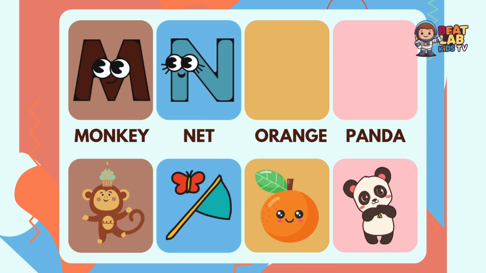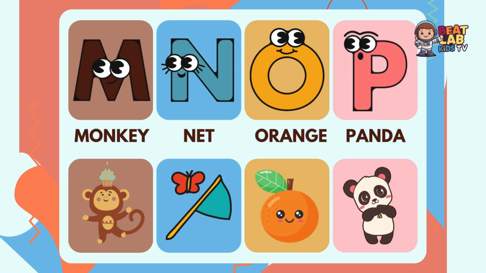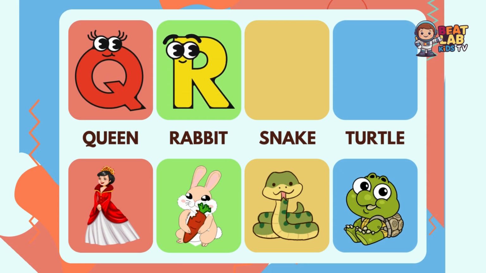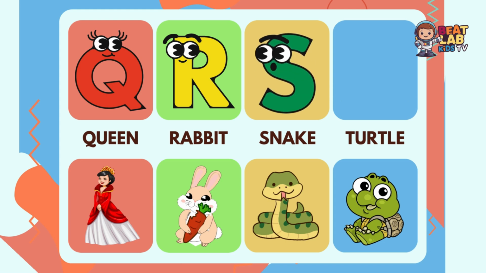N is for net, N-E-T. O is for orange, O-R-A-N-G-E. P is for panda, P-A-N-D-A. Q is for queen, Q-U-E-E-N. R is for rabbit, R-A-B-B-I-T. S is for snake, S-N-A-K-E.